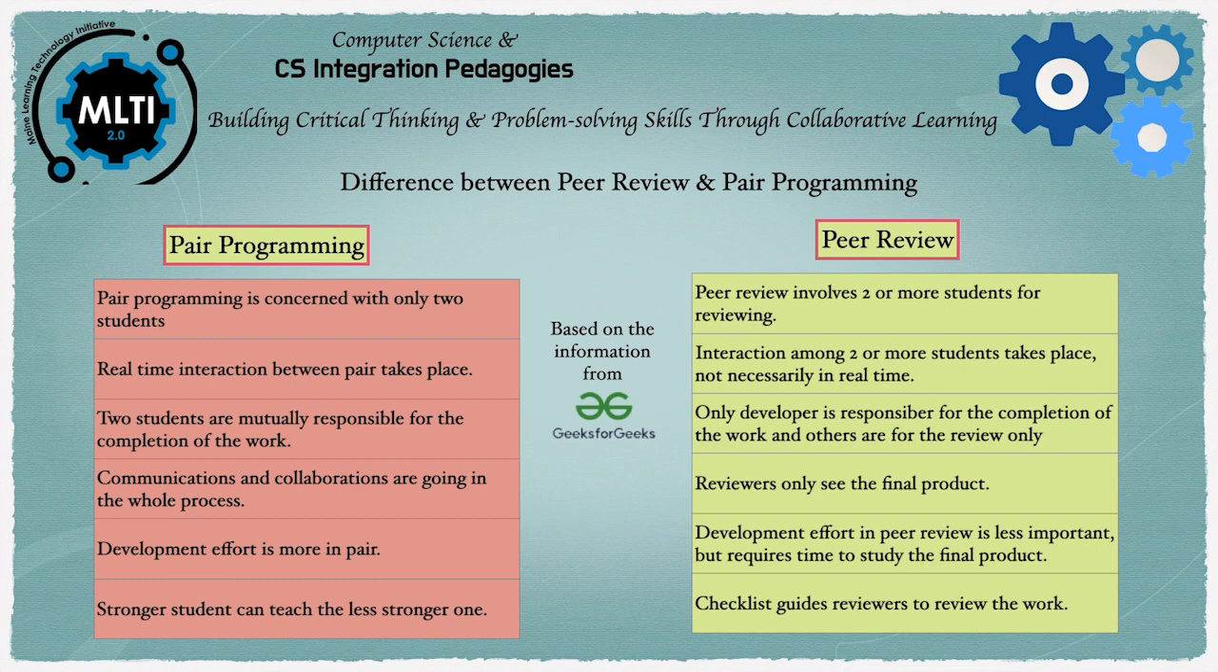In pair programming, communications and collaborations are going in the whole process, while in peer review, reviewers only see the final product. In pair programming, development effort is more in pair, while in peer review, development effort is less important, but requires time to study the final product. In pair programming, a stronger student can teach the less strong one, while in peer review, a checklist guides reviewers to review the work.